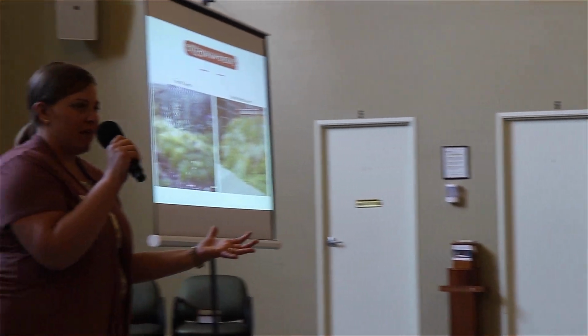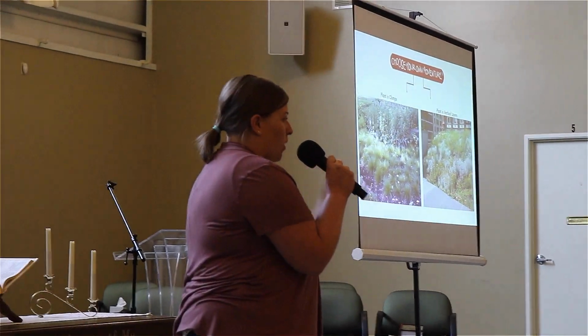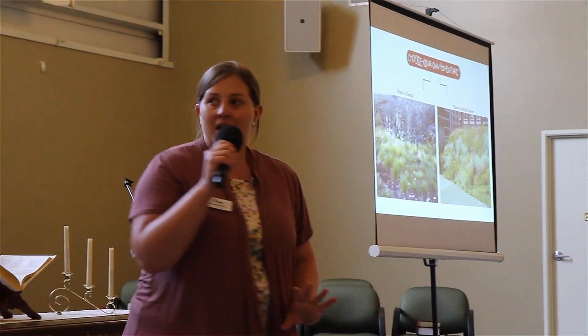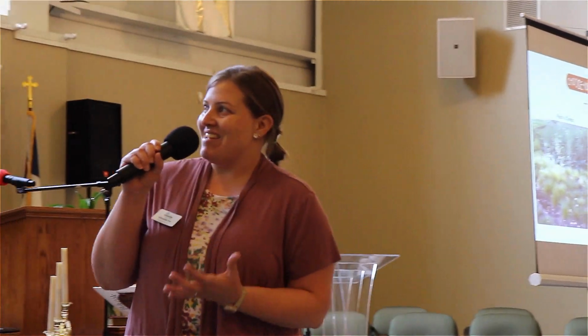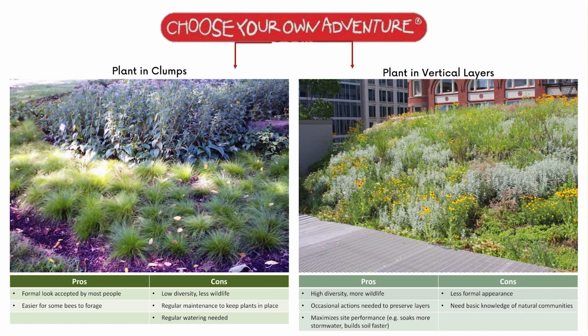So we have our model landscape. We know what our plant list is. Now, how do we want to design this garden? We can go the clump route, where you have a designated area, and you plant one species in that area, then you have another section, you plant another. It gives a more formal look.